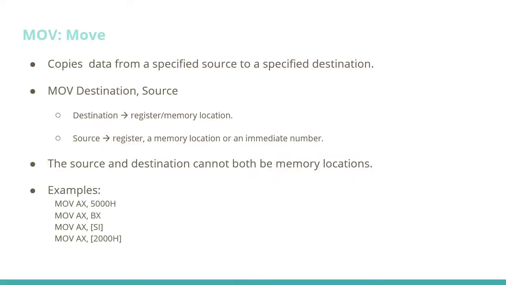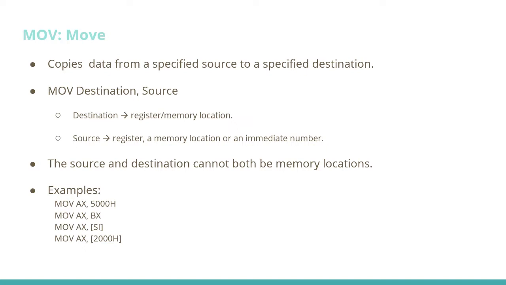First is the move instruction, which is used for data transfer or copy. The move instruction copies data from a specified source to a specified destination. The format of this instruction is as given here, that is MOV destination comma source, where the destination can be a register or a memory location and the source can be a register, a memory location or an immediate data. The source and the destination cannot both be memory locations.